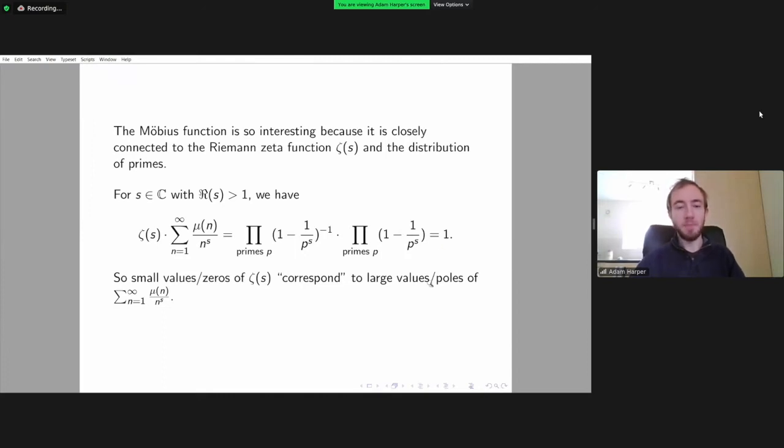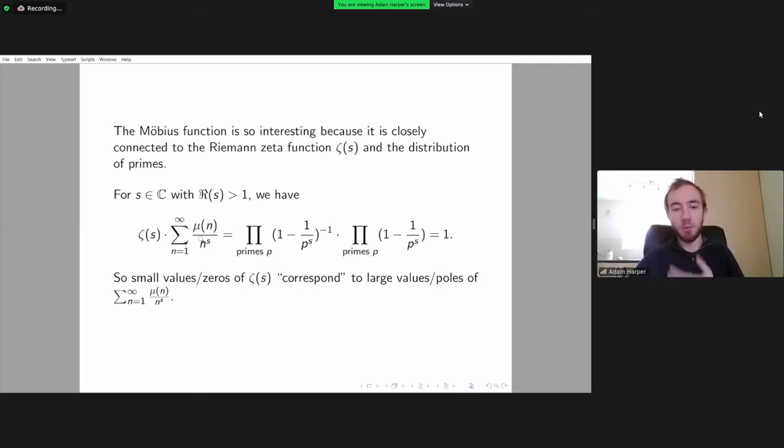And what that means is if you're interested in small values or zeros of the Riemann zeta function, so the zeta function doesn't actually have any zeros with real part bigger than 1, but let's say small values, then because of this identity, because zeta times this other Dirichlet series has to equal 1, if zeta is getting really small, then this Dirichlet series with coefficients mu must be getting very large. So small values or sort of zeros of zeta correspond to large values or poles of this Dirichlet series.